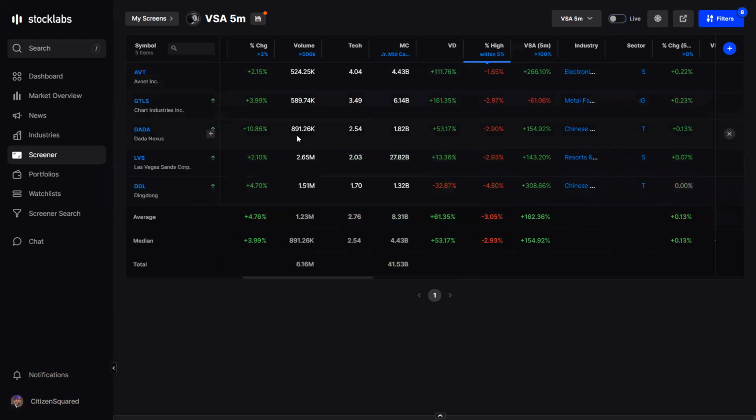GTLS, bad example. It's red. Las Vegas Sands. Okay, in the last 5 minutes, this stock has traded 140% of the volume that it usually trades per 5 minutes, is what this is saying. And the number just changed. So you can see, like, as time goes by, these calculations are constantly happening.